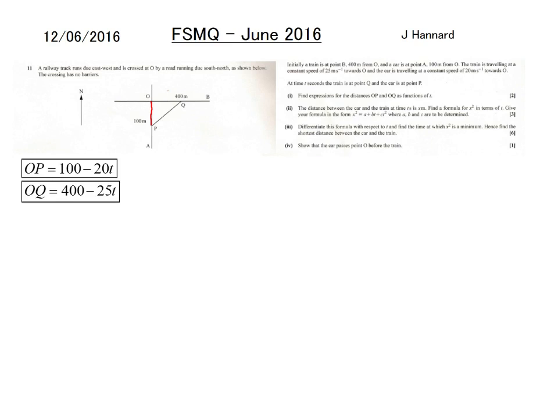So next bit, the distance between the car and the train at time t is x metres. Find a formula for x squared in terms of t. Give your formula in the form x squared equals a plus bt plus ct squared, where a, b and c are to be determined. So there we go, I just drew myself a lovely little triangle.